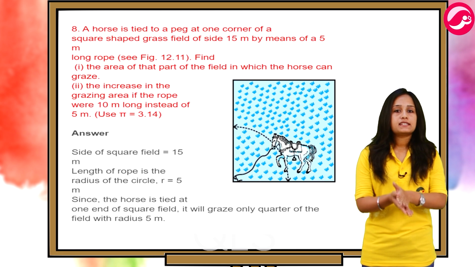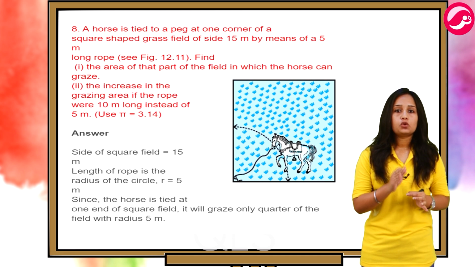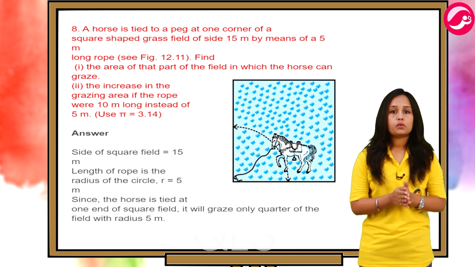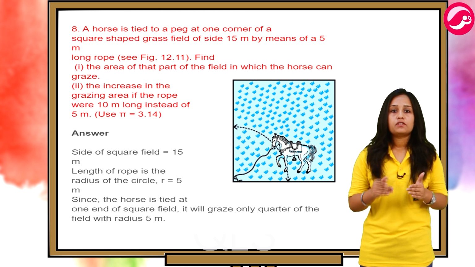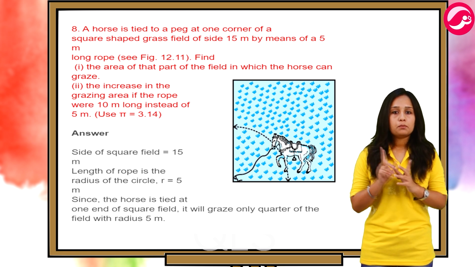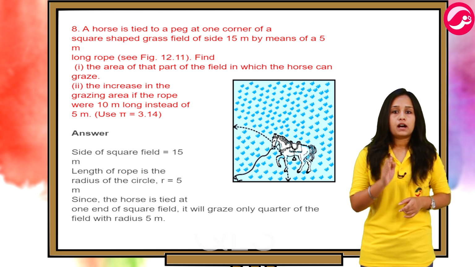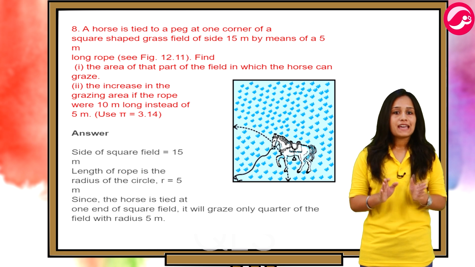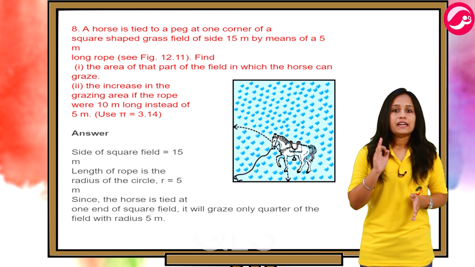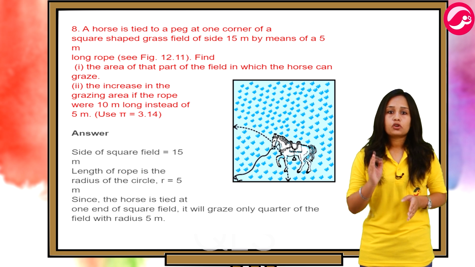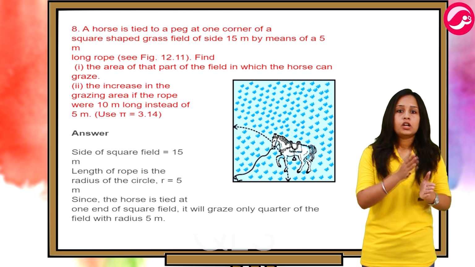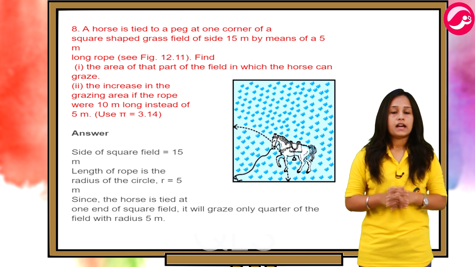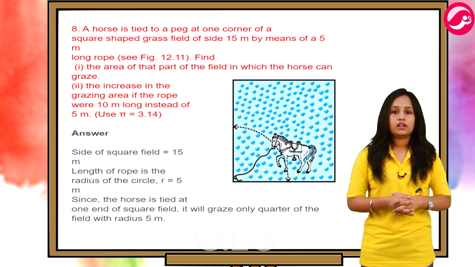Now, our next problem says that a horse is tied to a peg at one corner of a square shaped grass field of side 15 meters by means of a 5 meter long rope, as you can see in the figure. We have to find number 1, the area of that part of the field in which the horse can graze. Number 2, the increase in the grazing area if the rope were 10 meter long instead of 5 meter. Again, we have to use pi is equal to 3.14.